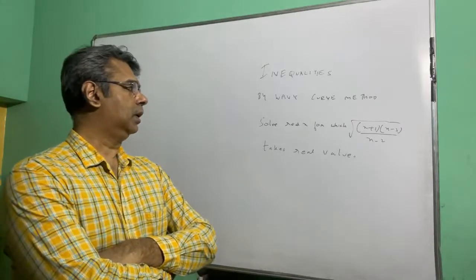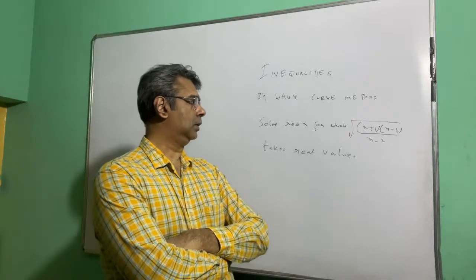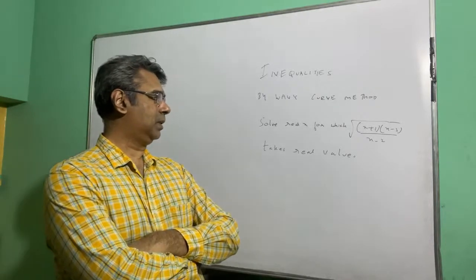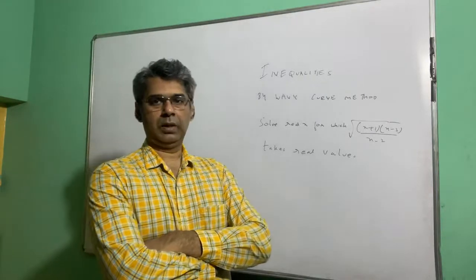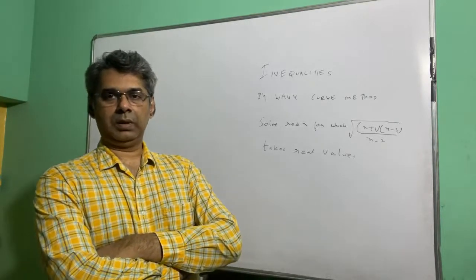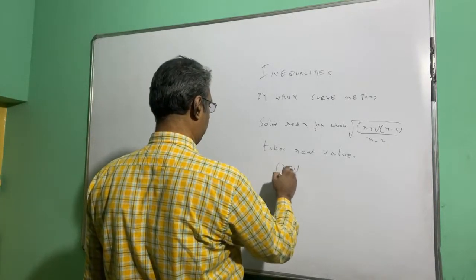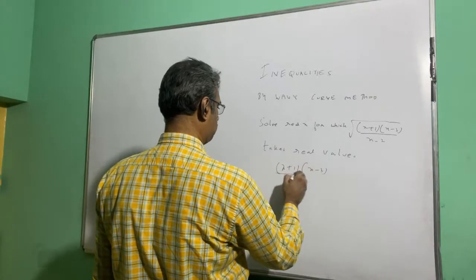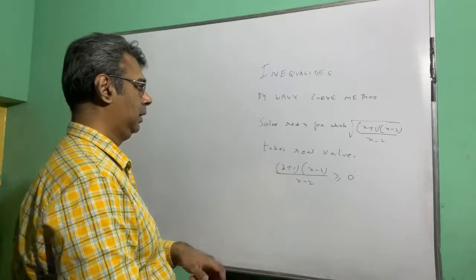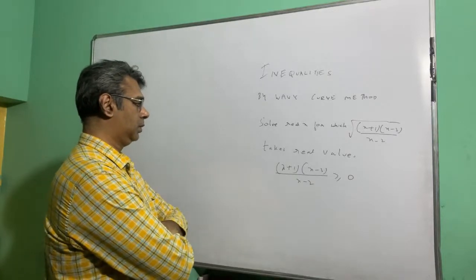Now to solve this question, we see that inside the square root you have (x plus 1)(x minus 3) by (x minus 2). So if you want a real answer, then whatever is inside the square root should be non-negative. So (x plus 1)(x minus 3) by (x minus 2) should be greater than or equal to 0.